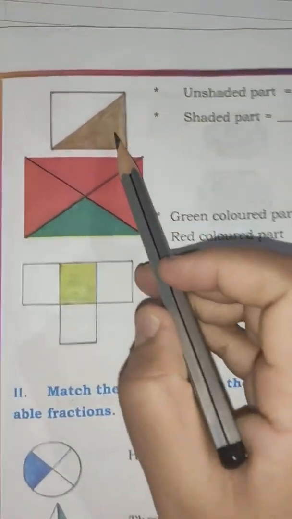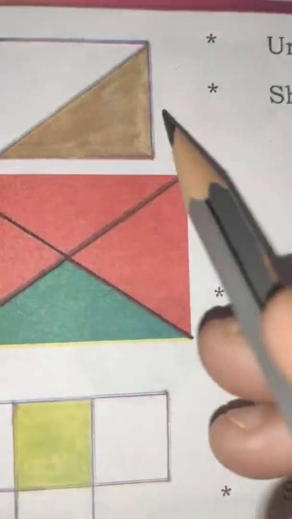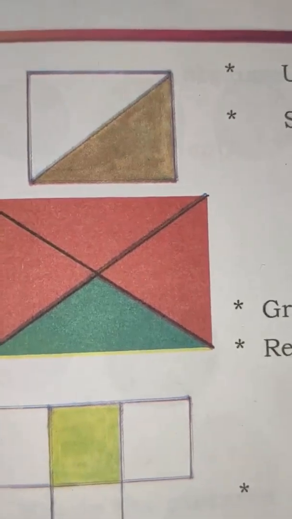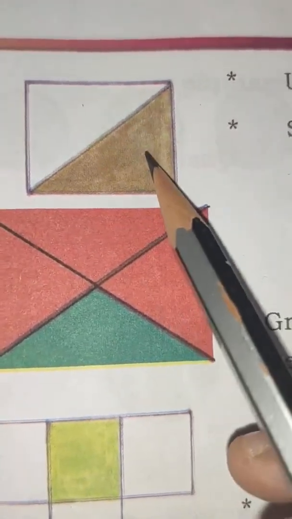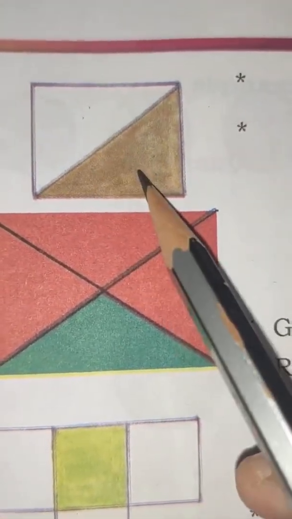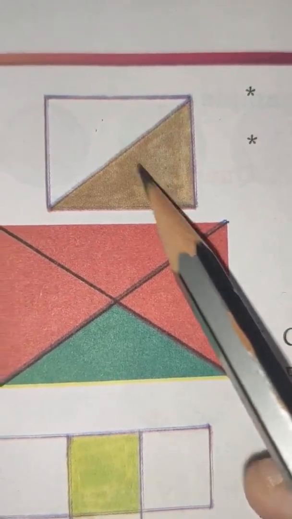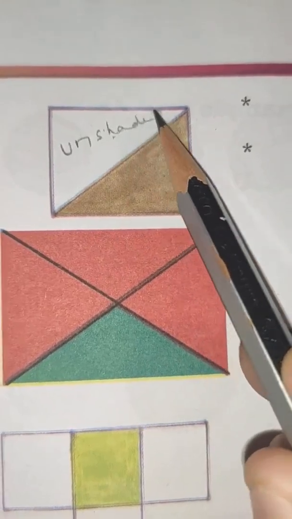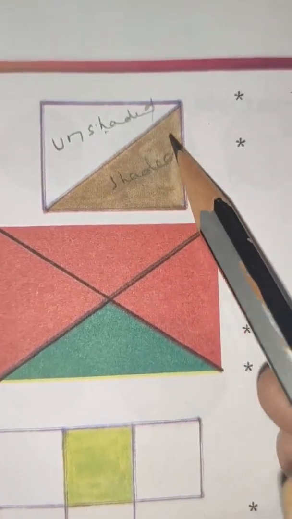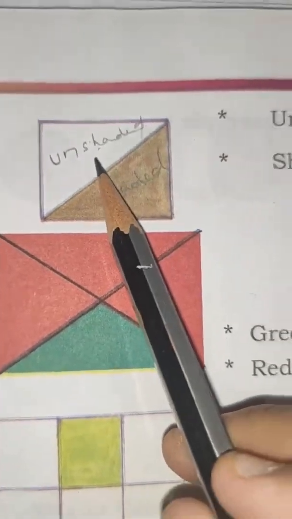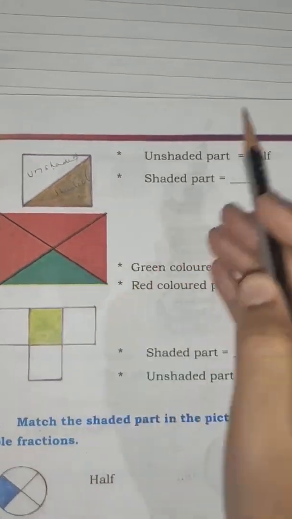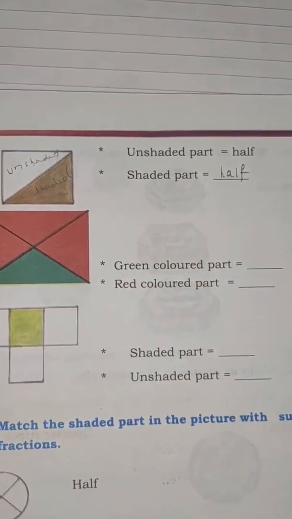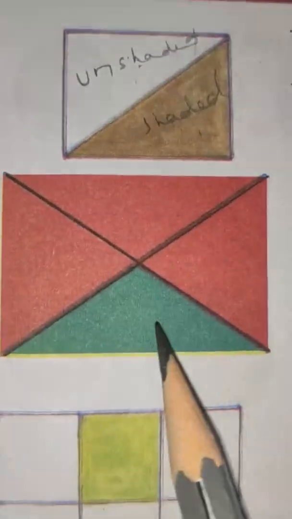Here, you only have to tell me now. Just observe this picture, the unshaded part. First you tell me how many parts are there here? Two equal parts. This is one and this is second. Means this is the first half and this is the second half, isn't it? So the unshaded part is half, and the shaded part is half. So I'll write here half. H-A-L-F, half.